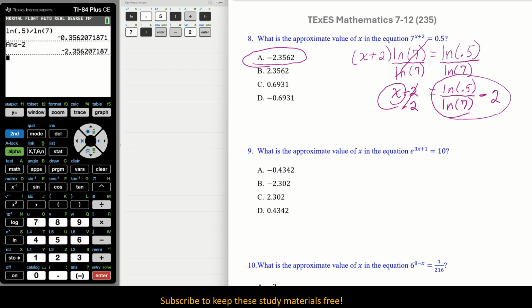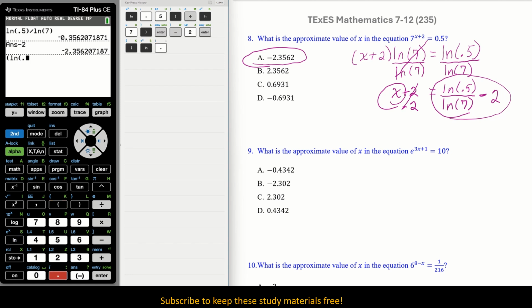Now, if you want to play around with the parentheses and see if you can do it all together, what we would have done to make sure it would be okay is start with the parentheses and say the natural log of a half, then divide by the natural log of 7, close your parentheses again, and then subtract 2. And yes, that'd be right. Yeah, you've got to be careful when you're dividing and subtracting within one expression on one line in the calculator. It doesn't always like it.